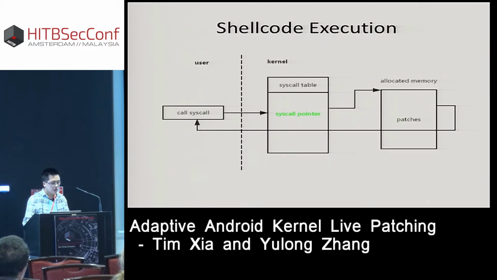All right. This is how we trigger the shellcode execution from user space. Basically, we modify the syscall pointer to make it equal to the address of our allocated memory. Then we put the patch code into this memory. Then we call this syscall from user space. Then the shellcode will be executed.